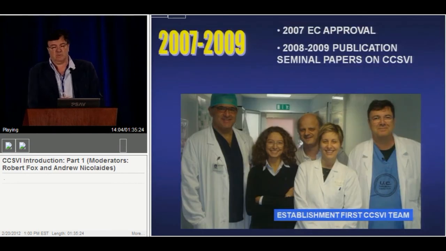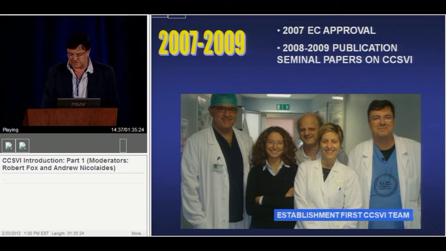In 2007, we had our ethical committee approval. We published the first seminal papers on CCSVI, and this was a very important part that I recommend to everybody. The constitution of an interdisciplinary team is mandatory to have good results. So we found a neurologist, we have our interventional radiologist, our vascular surgeon, vascular technician. All these figures are really very, very important if you should consider to establish a program on CCSVI.